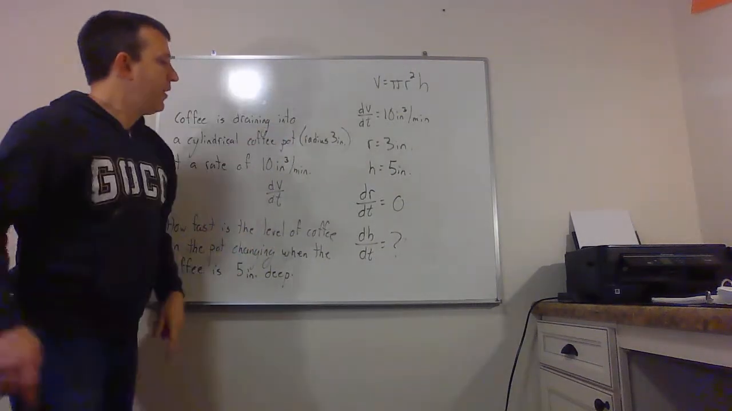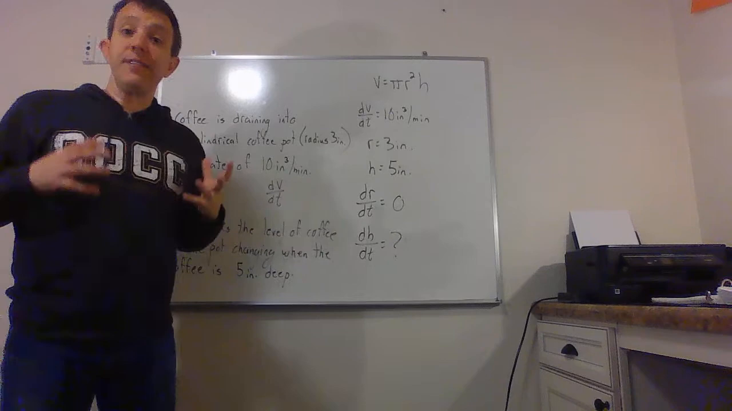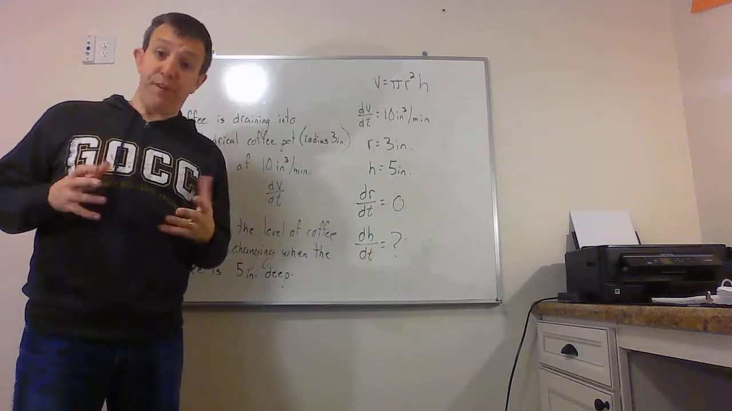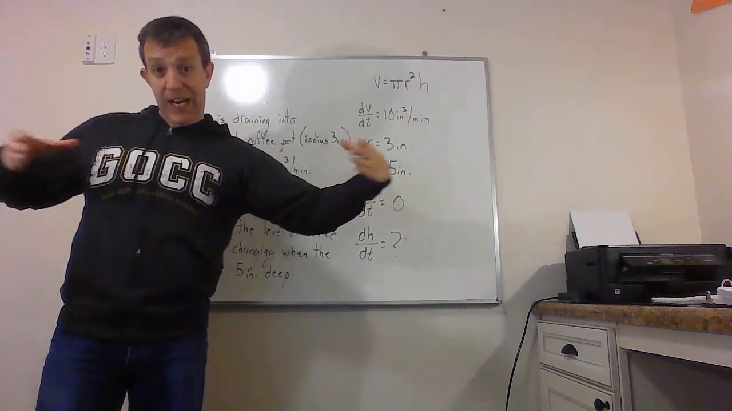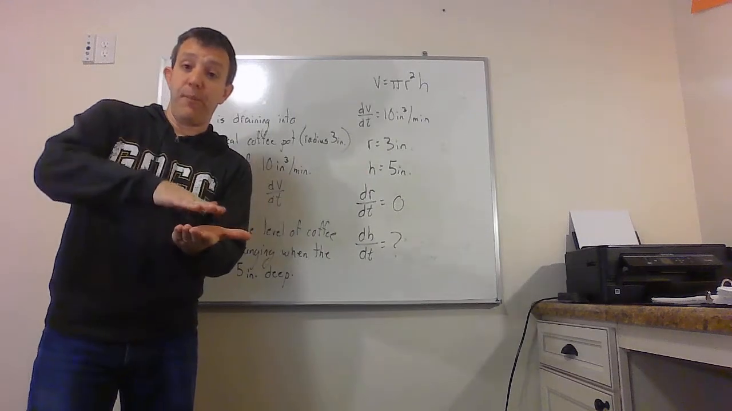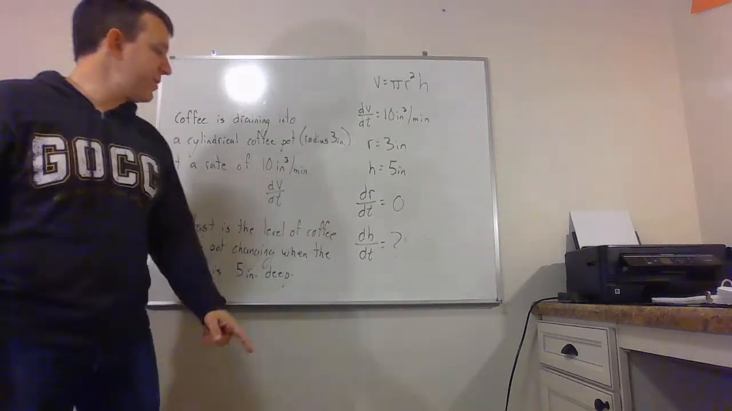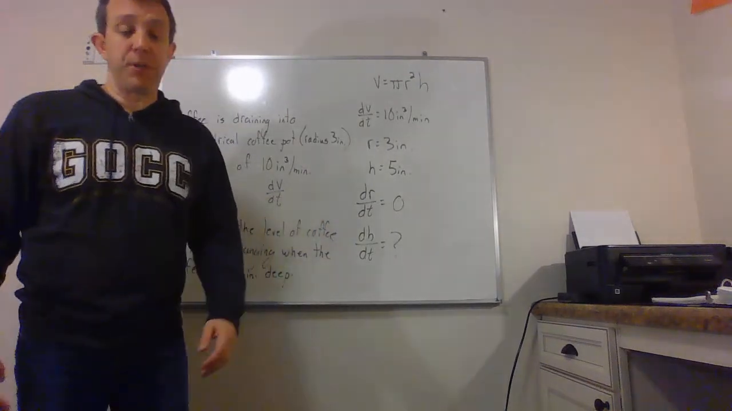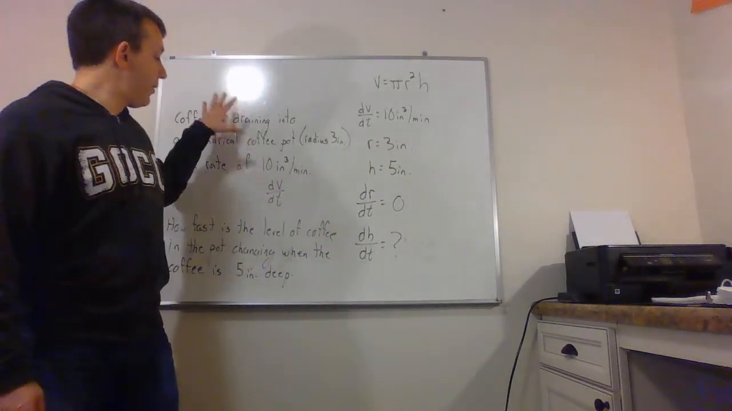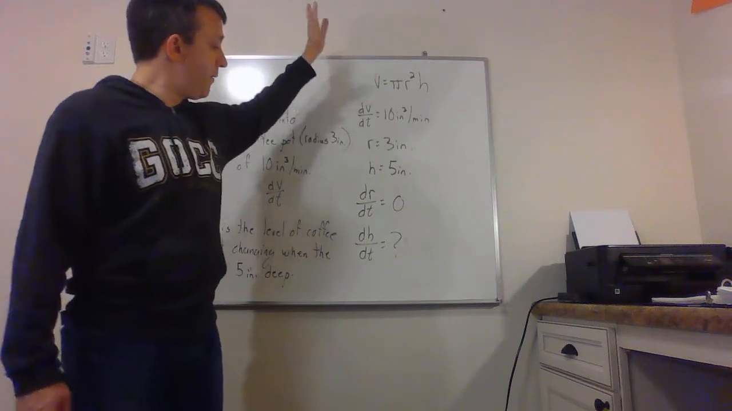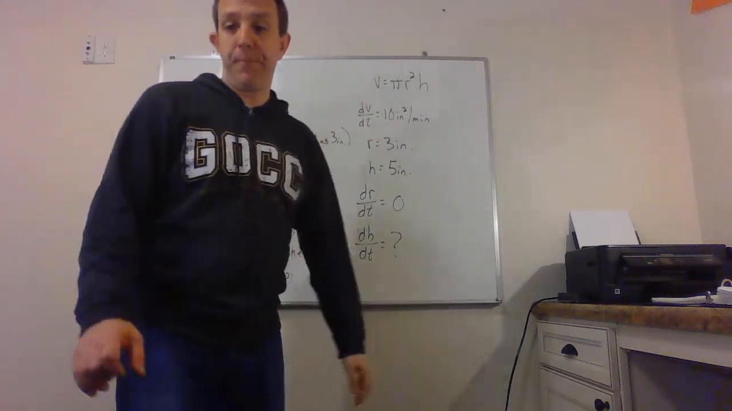There they are. dr/dt is 0. You have a coffee pot. It is not expanding out. The coffee is coming up in that pot, but the radius can't change. So dr/dt is going to be 0, and dh/dt is what we're going to try and find. So give me a minute, I'll erase this, and then we'll take this derivative and plug in all the pertinent information.